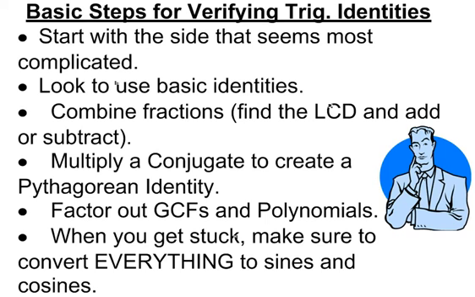Once we have picked what side we're going to work on, we'll then look to use basic identities that we've already learned. These are our reciprocal identities, our quotient identities, and our Pythagorean identities. Hopefully you're well versed in those at this point. We spent a lot of time talking about those in class.